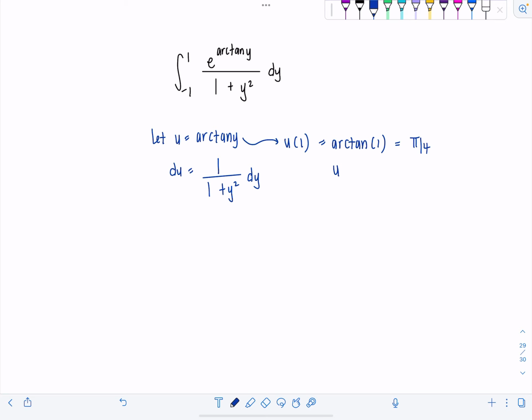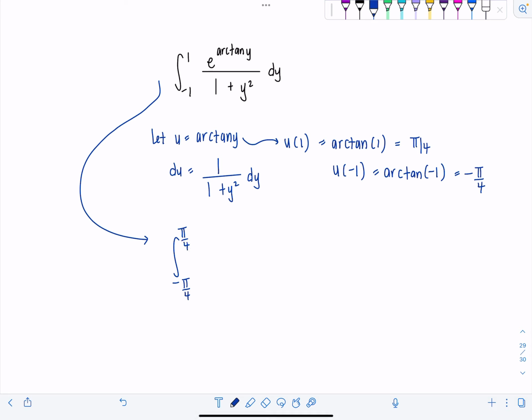And then the lower limit, u of -1, is equal to arctan of -1, and that's equal to negative pi over 4. All right, now we're ready to roll. So our new integral in terms of u is going to go from negative pi over 4 to positive pi over 4. E to the arctan of y is e to the u, and then dy over 1 plus y squared, that's just du. Wow, this cleaned up so beautifully.